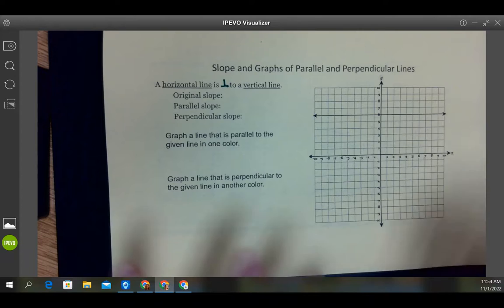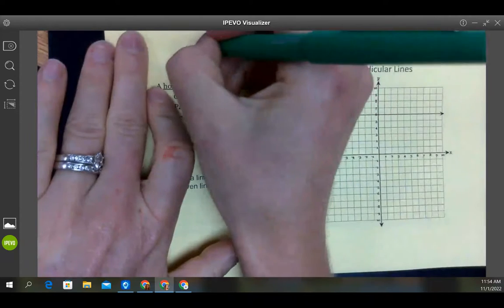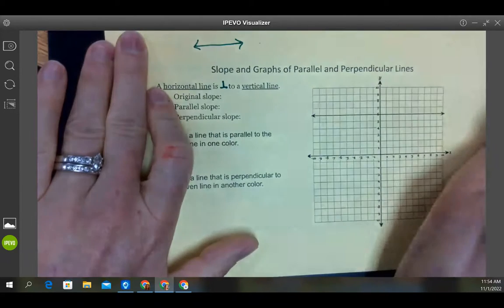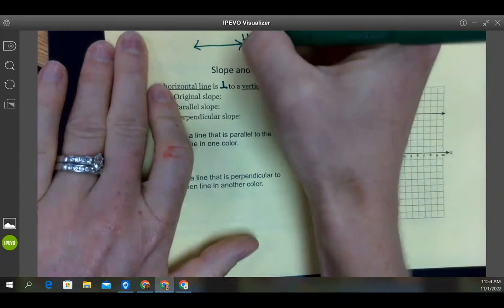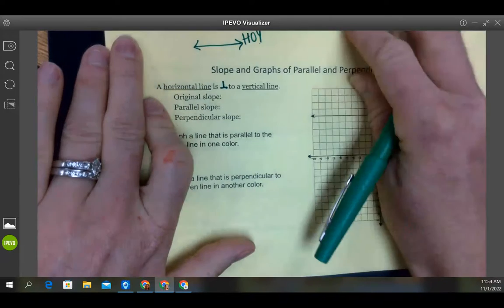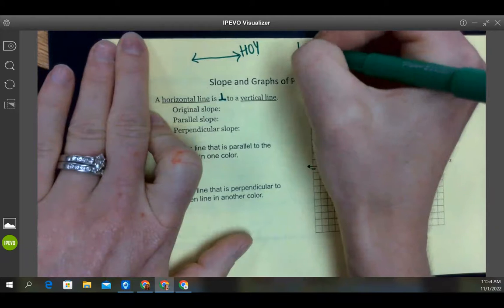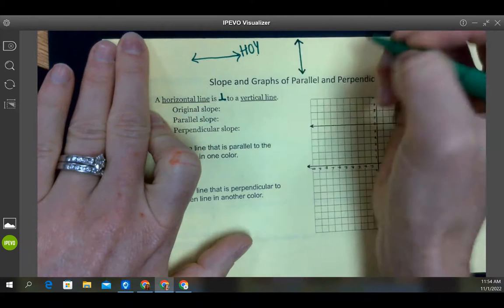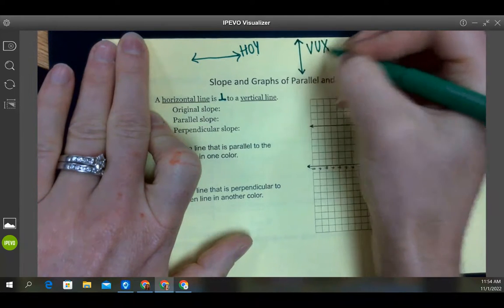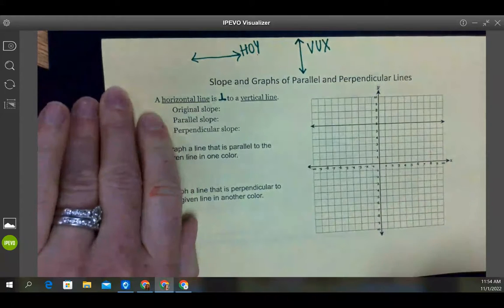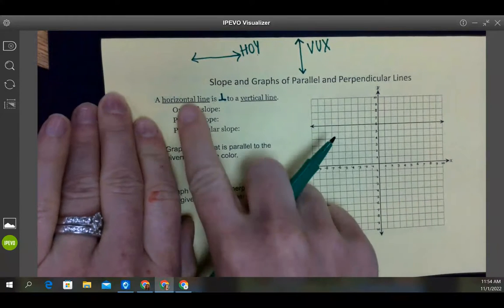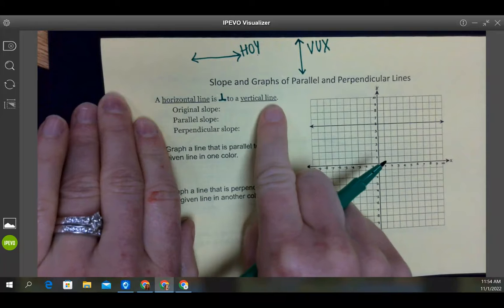Think about a horizontal line, goes left and right. A vertical line goes up and down. If you were to cross them, it would make a T. So a horizontal line is perpendicular to a vertical line.